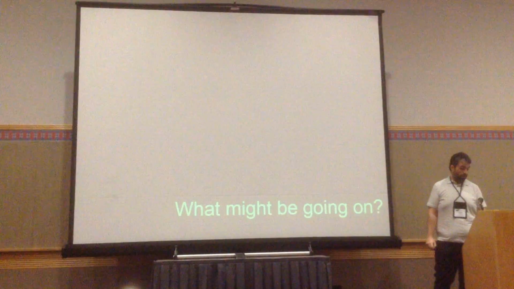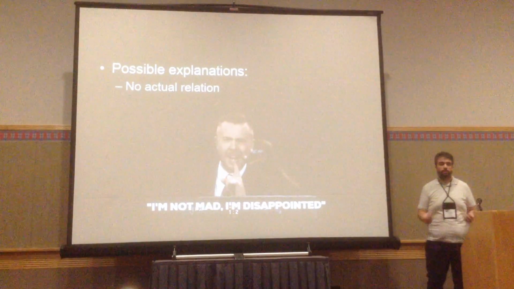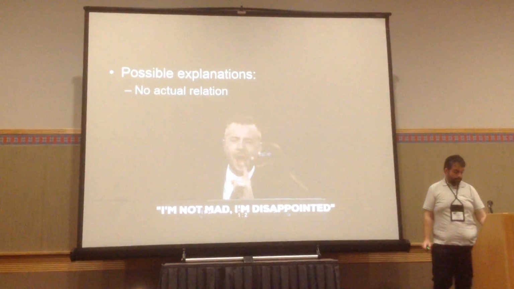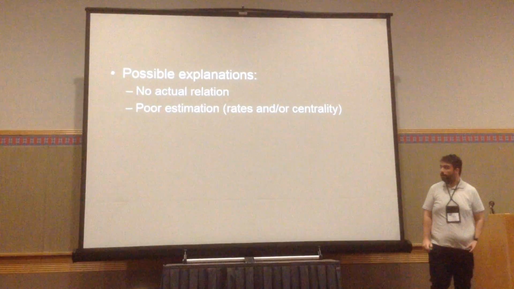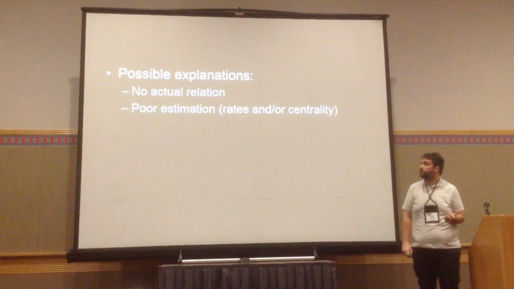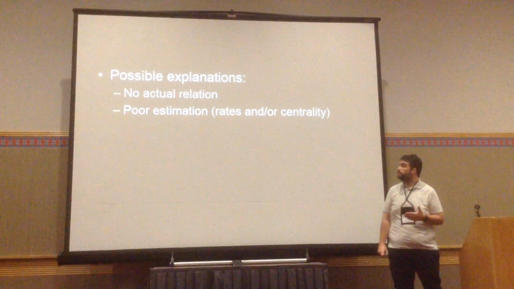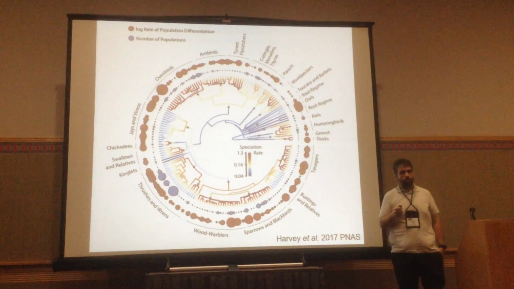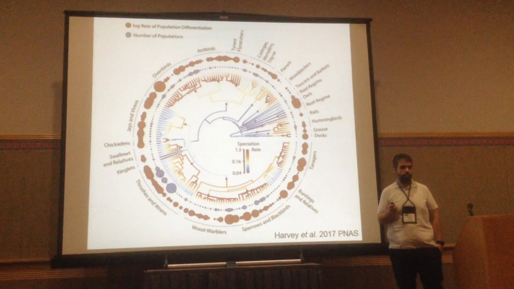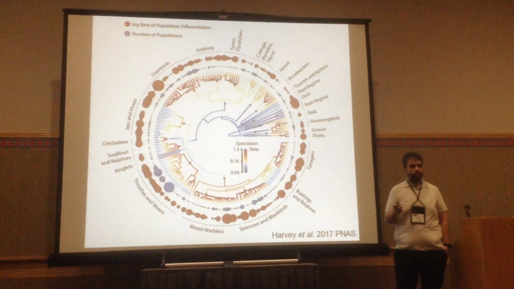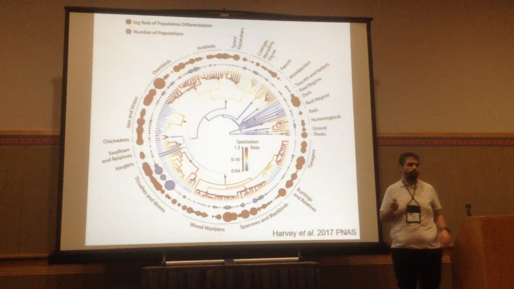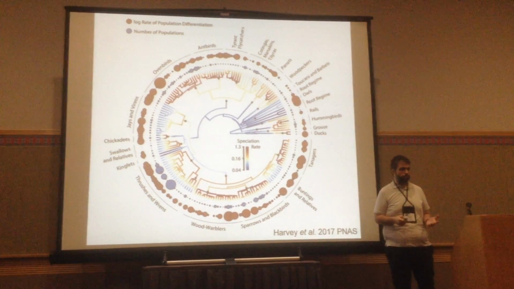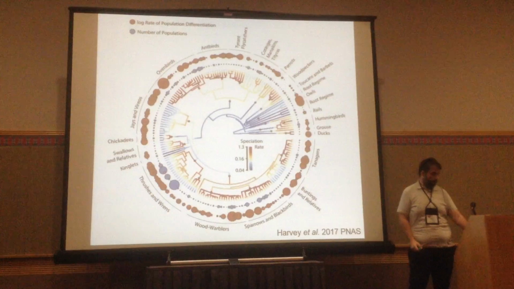What might be going on now? So, some possible explanations. The first one: no actual relationship. It's kind of frustrating, but we have to deal with this possibility. But thinking about more exciting scenarios, one possible problem might be related to the poor estimation of both the evolutionary rates and the centrality metrics. We know, for example, that Harvey used a global undersampling fraction for the whole tree to estimate the diversification rates. But this can be improved by using clade-specific undersampling values. So we are running them now with clade-specific values, but it takes a long time because it's a huge tree. But this is something we can do to improve our estimates.